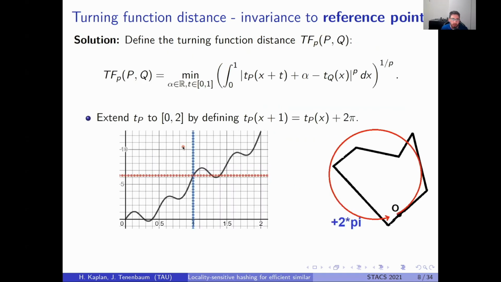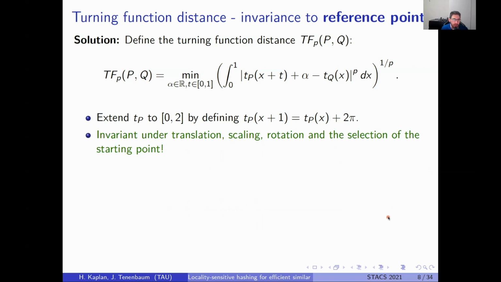We combine both previous methods to eliminate the dependence of the rotation of the polygon and its reference point, and we define the turning function distance between two polygons P and Q to be the minimum over all vertical shifts and horizontal shifts of the L_p distance between the first turning function moved by the horizontal and vertical shifts to the second turning function. We must extend the domain of the turning function from the segment [0,1] to the segment [0,2] by defining the turning function at x plus 1 to be the turning function of x plus 2 pi, which accounts for the fact that after a complete rotation around the circumference of the polygon, we've already accumulated an angle of 2 pi.